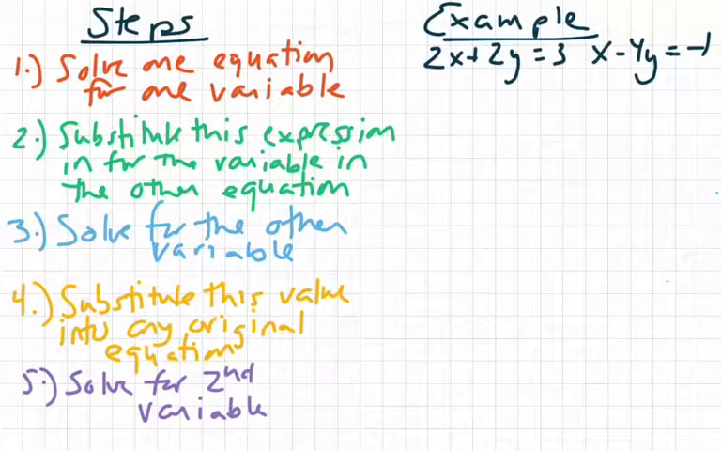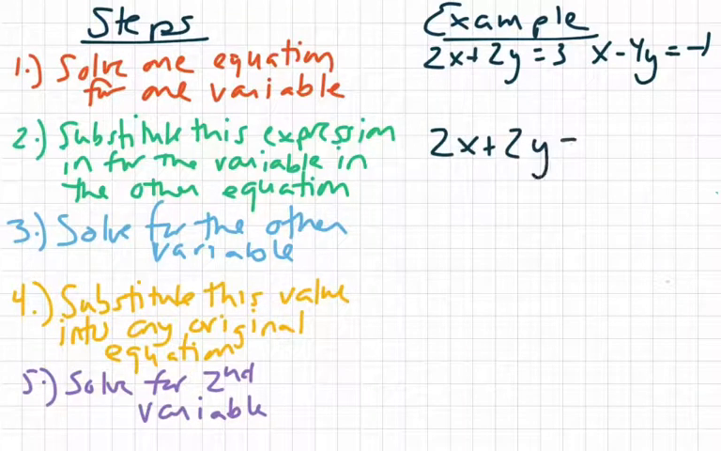Okay, so this one is 2x plus 2y equals 3, and x minus 4y equals -1. And so our first step, solve one equation for one variable. So you kind of go through both of your equations and you look for, well, what's the best candidate? Anything that's got a coefficient other than 1 is not a good candidate. And I'm going to quickly show you why. Suppose you picked x in the first equation, okay? So you're like, I'm going to get the x by itself.